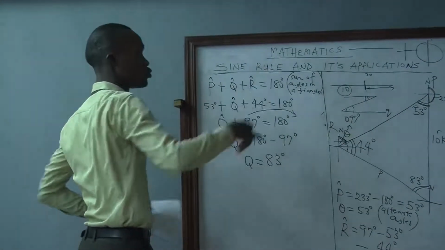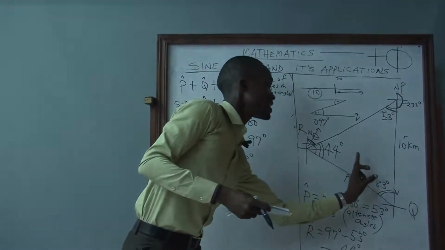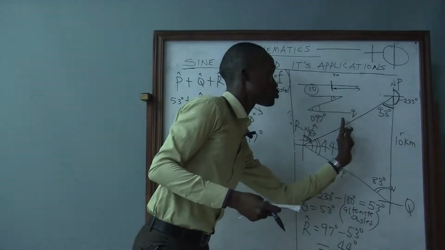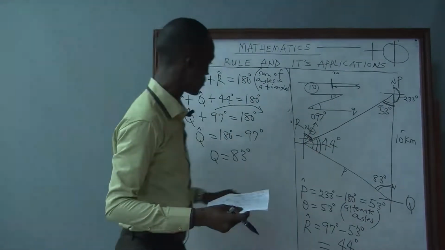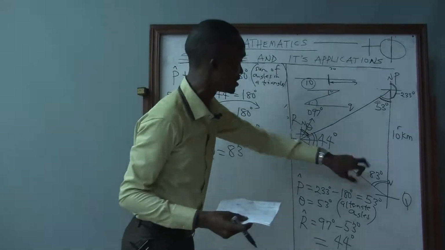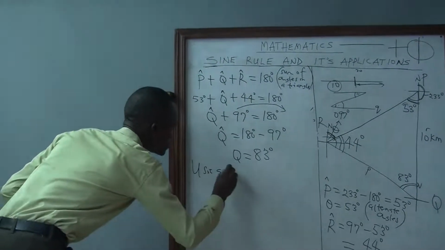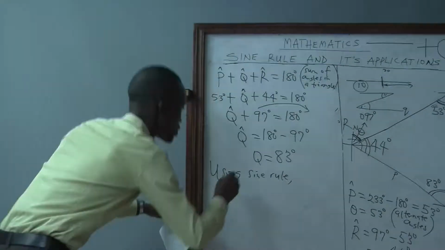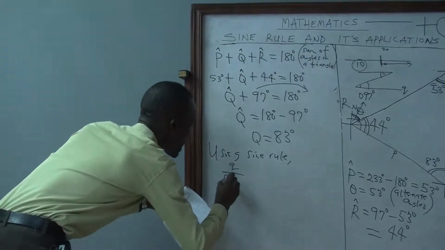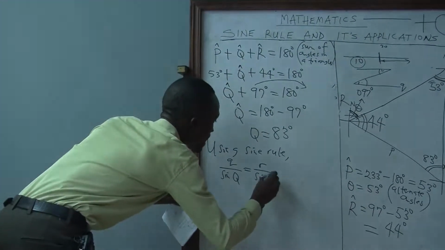Now we have all the angles, so we can combine the complete one, which is R, with the incomplete one that we are asked to get, that is small q, together with angle Q that we've calculated here as 83 degrees. So from there, by using sine rule, we have q over sine Q is equal to r over sine R.